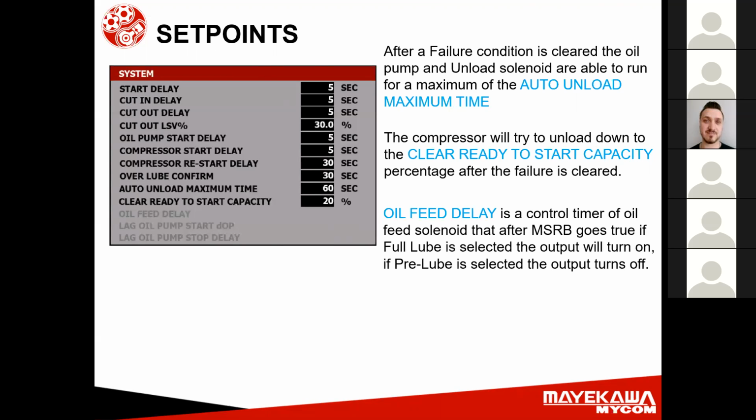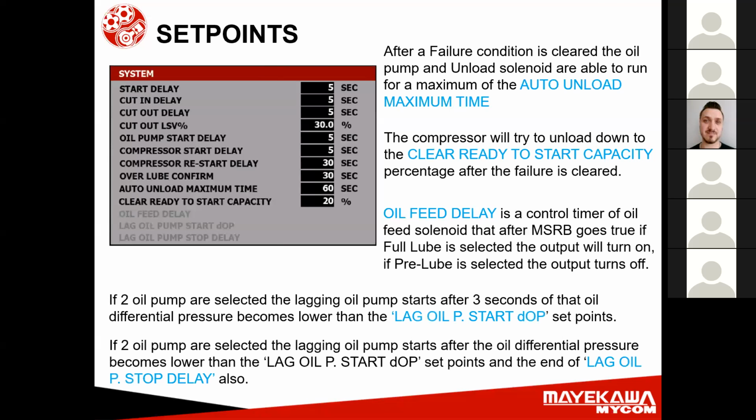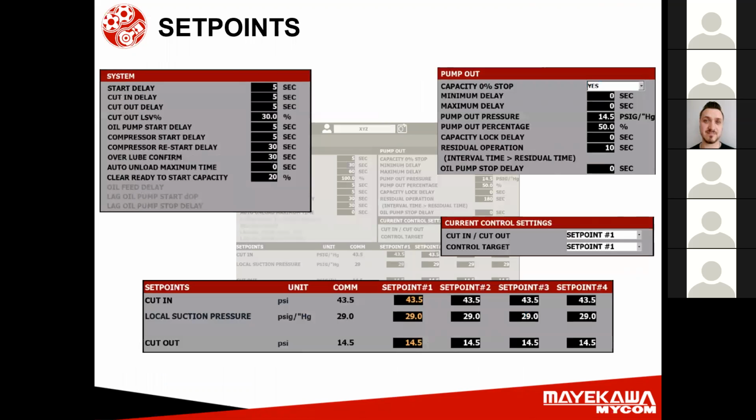The oil feed delay is a control timer of the oil feed solenoid that, after MSRB, or motor starter readback, goes true. If full lube is selected, the output will turn on. If pre-lube is selected, the output turns off. The last two items are lag oil pump settings that are only utilized if you have a 2 oil pump setup. And the explanations are listed here, and more detail can be found in the manual. Next, we'll look at the pump out window.